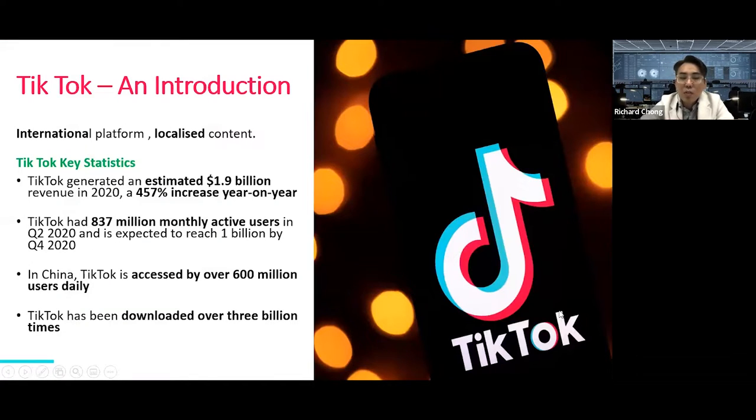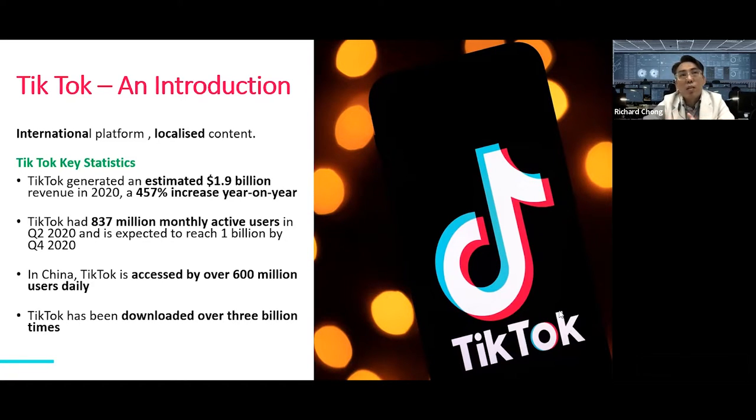Introduction: why TikTok has become so popular. Can I know how many people have actually posted a TikTok video before? Please raise your hand. Okay, we have two or three. When you go to TikTok, once you open the app, unlike other apps, it will show you videos that are very related and very new, like the Omicron virus, 5 pax dining or so. It's an international platform with localized content.